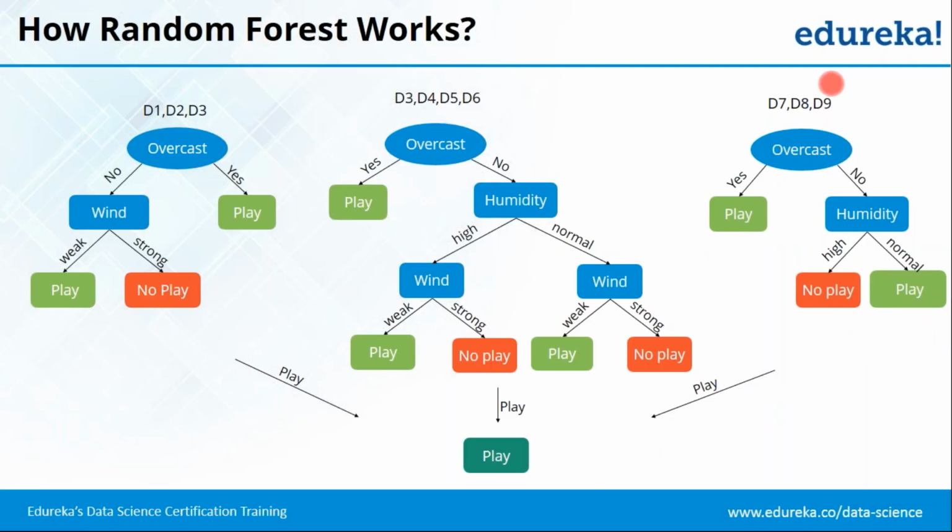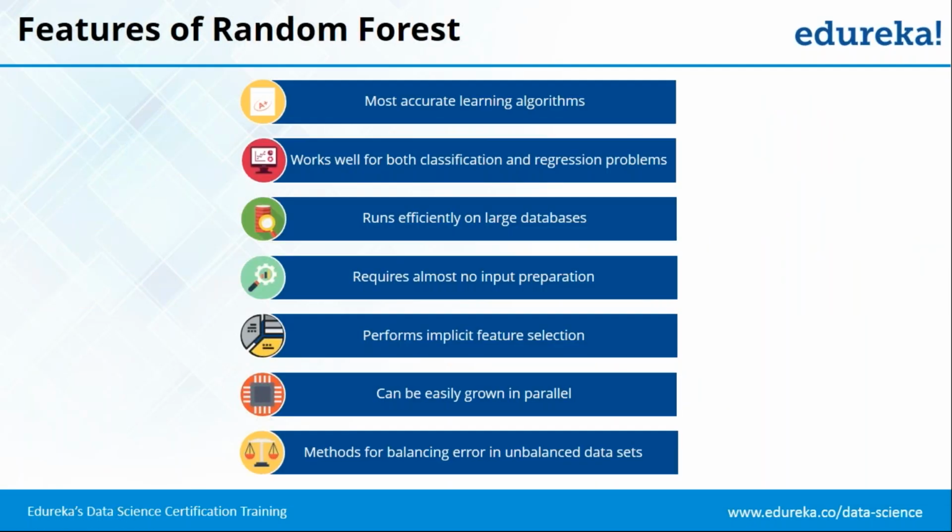So 3 different subsets, 3 different decision trees, 3 different outcomes, and 1 final outcome after compiling all the results from these 3 different decision trees. All right, so I hope this gives a better perspective, a better understanding of how random forest really works. Any questions, please let me know. Good, so no questions.